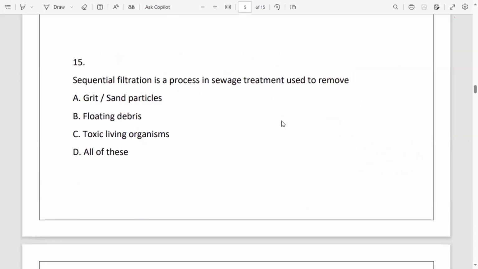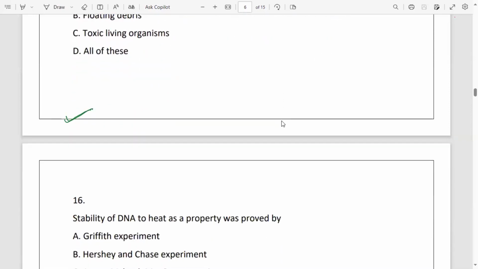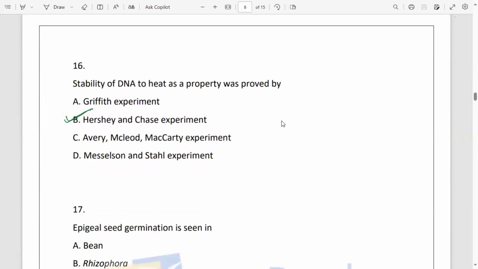Sequential filtration is a process in sewage treatment used to remove floating debris. So this occurs in the primary treatment. It is used to remove floating debris. That is one point. Now the answer is B. Going for the 16th question.